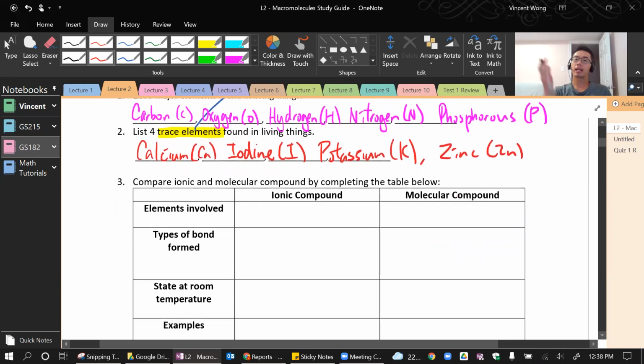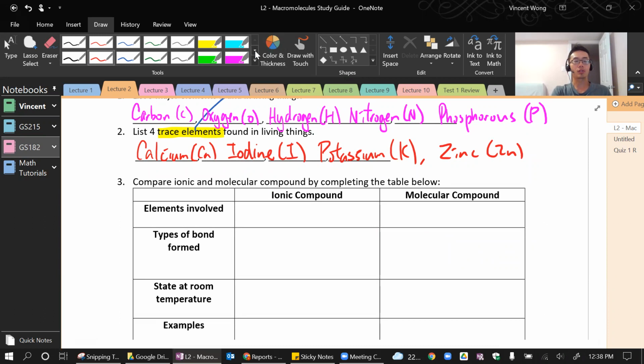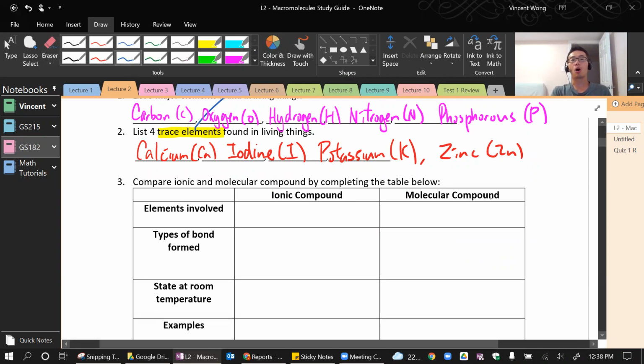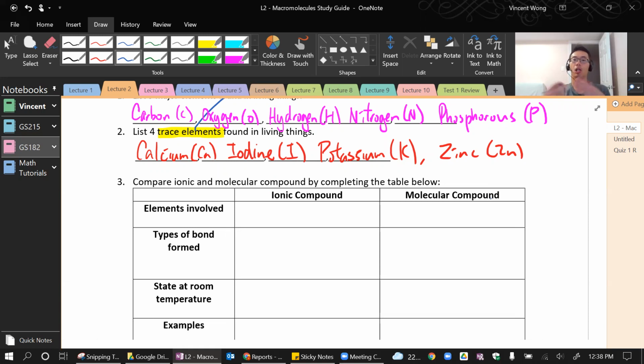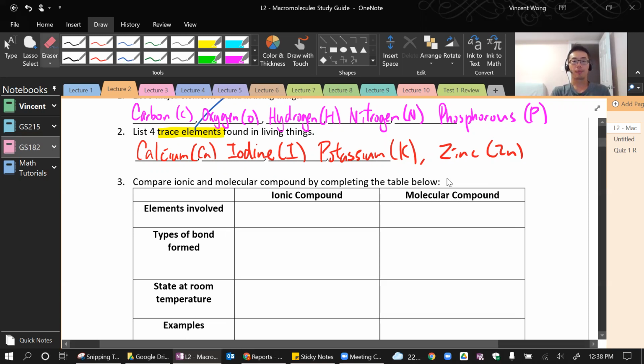Moving on, and again, please feel free to interrupt me if you have any question. Okay. So there are 2 types of compound. What is a compound? When you take elements and you put them together, they form compounds. Okay. So there are 2 types of compounds that you can form: ionic compounds and molecular compounds.